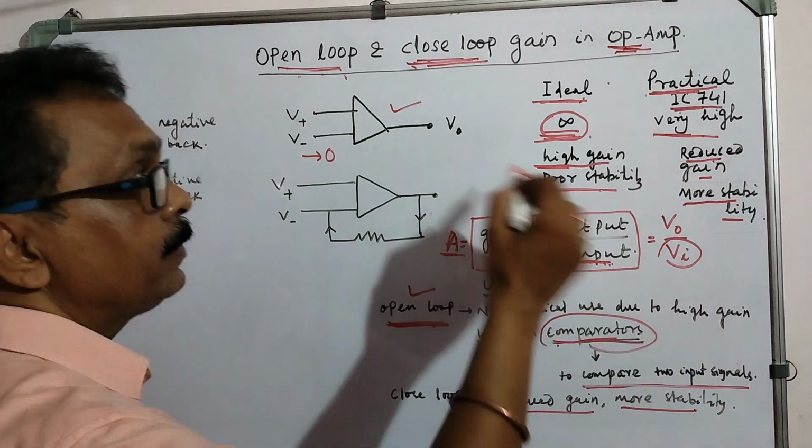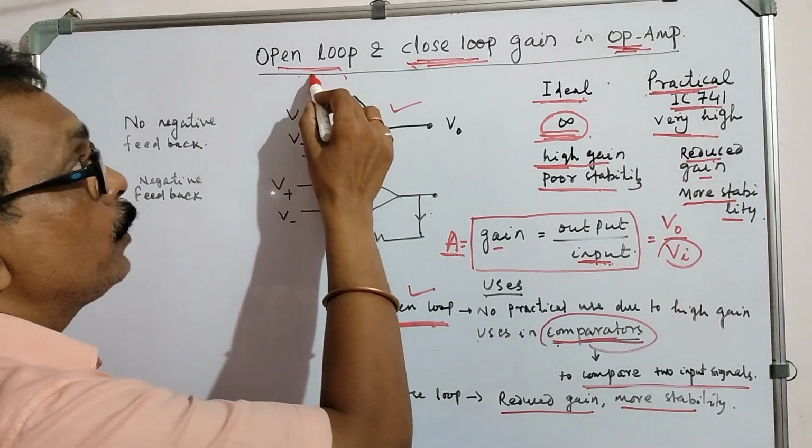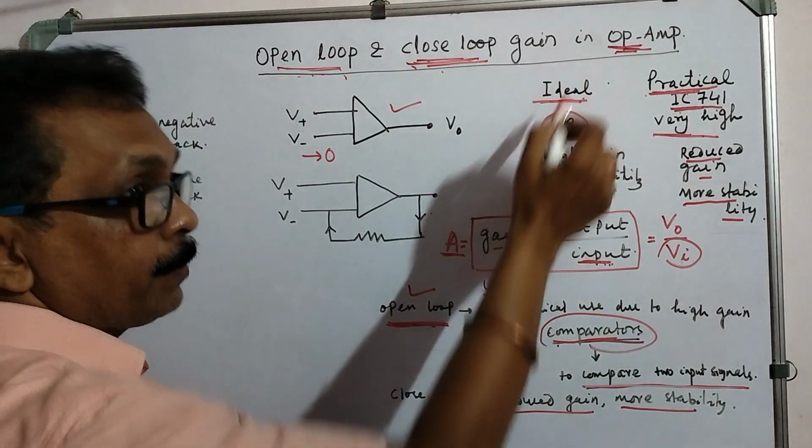So this is a little bit of description about open loop and closed loop gain in operational amplifiers.